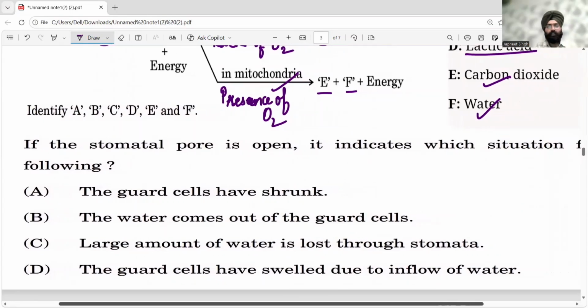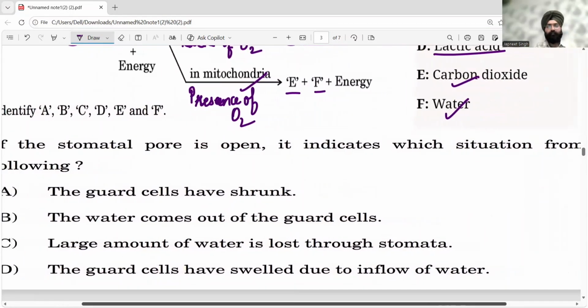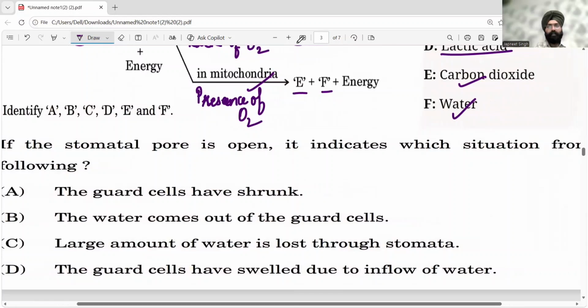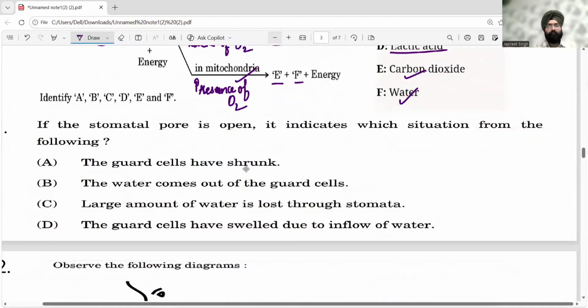It indicates which situation from the following. The guard cells have shrunk. The water comes out of the guard cells. No, this is also wrong. Large amount of water is lost through stomata. No. The guard cells have swelled due to inflow of water. Yes, absolutely correct. D is correct option.